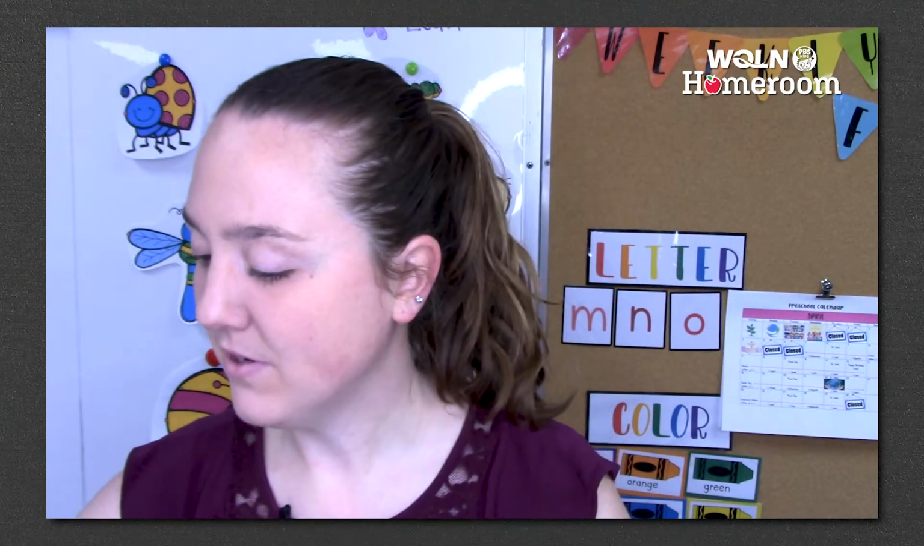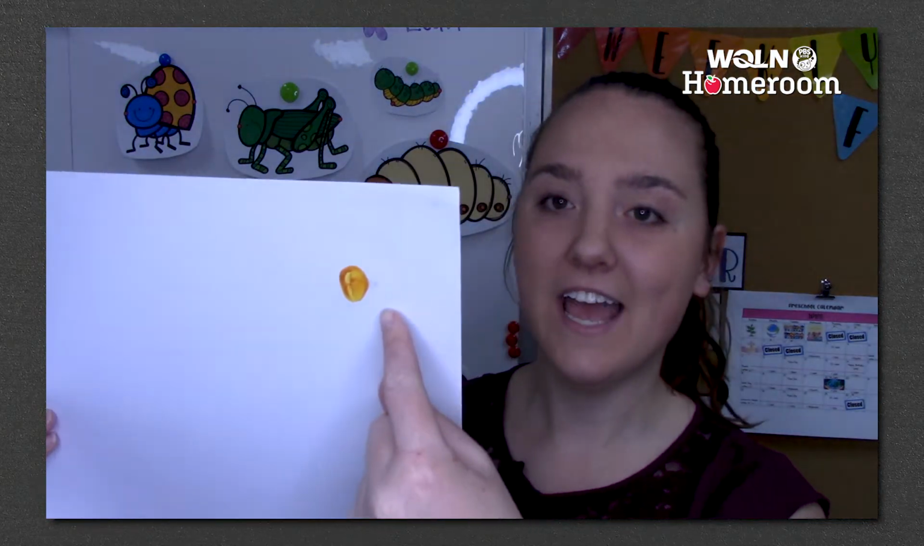So what I'm gonna do is I'm gonna pick a finger that I wanna use, and I'm gonna use my pointer finger, and I'm going to stick it in some paint. I'm gonna stick it in the orange paint, so I've got it on my fingertip, and then I'm going to press firmly on the paper. So I have a little head. This is gonna be the head of my caterpillar.